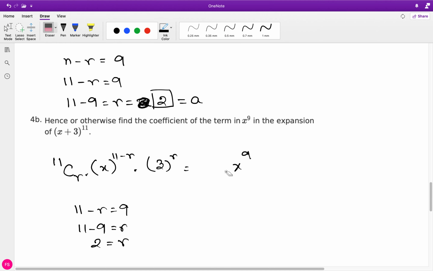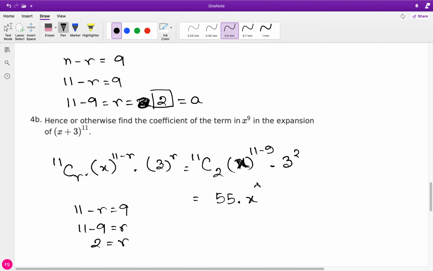So how to do it? I'm going to erase this part and I'm just going to substitute 11 choose 2 times x to the power of 11 minus 9 and then 3 to the power of 2. 11 choose 2 will give me 55 times, okay, why did I write 11? That's x, by the way. Okay, 55 times x to the power of, this is also 2, oh my god, 11 minus r, r is 2, so you need to substitute 11 minus 2. That will give you x to the power of 9 times 3 squared, that is 9, equals 55 times 9. This will give you 495 x to the power of 9. So this is your coefficient of x to the power of 9. Your answer is going to be just this.